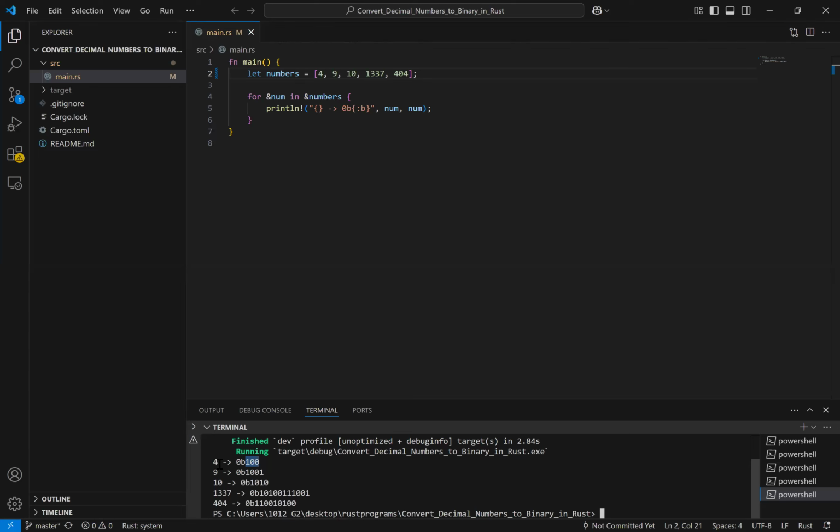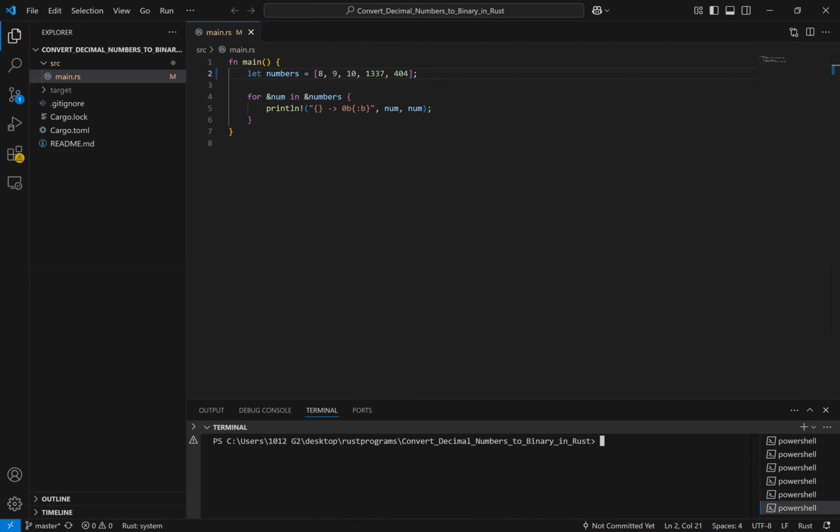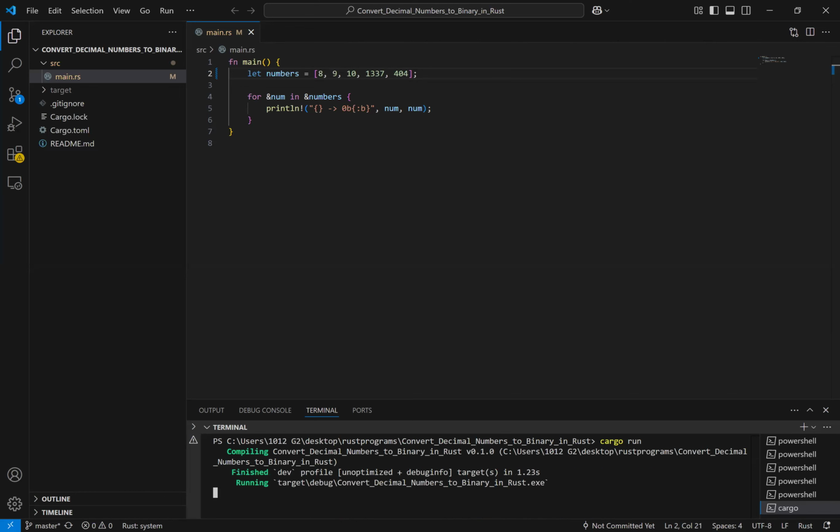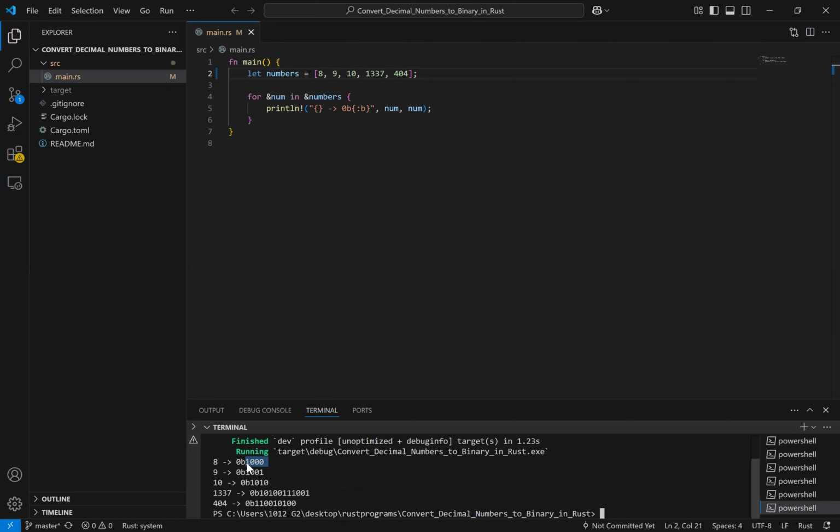Notice that 4 is the same as 2 raised to 2. Every time I have 2 raised to something, the most significant digit is 1, followed by zeros. So look at this: 2 raised to 2 is 4. What about 2 raised to 3? That will be 8, so I expect it to be 1, then 3 zeros. Let me see. Yeah, it's 1, then 3 zeros.